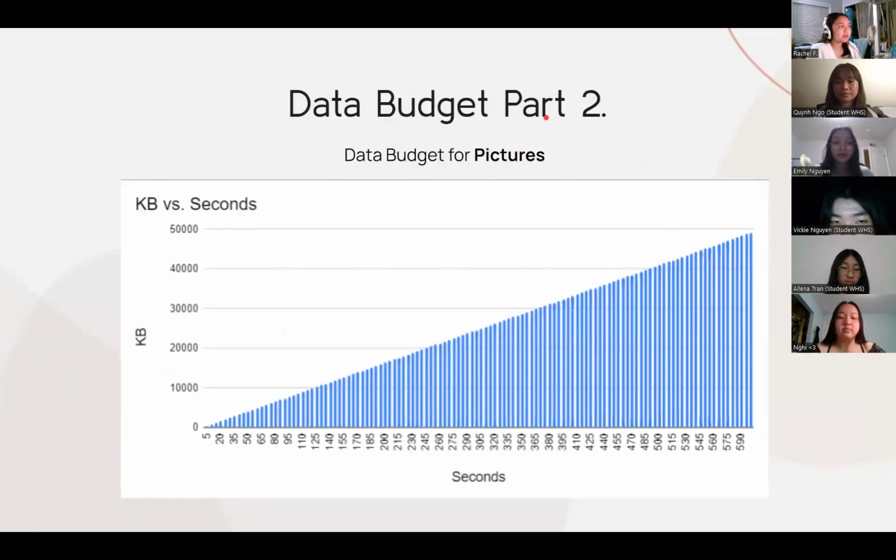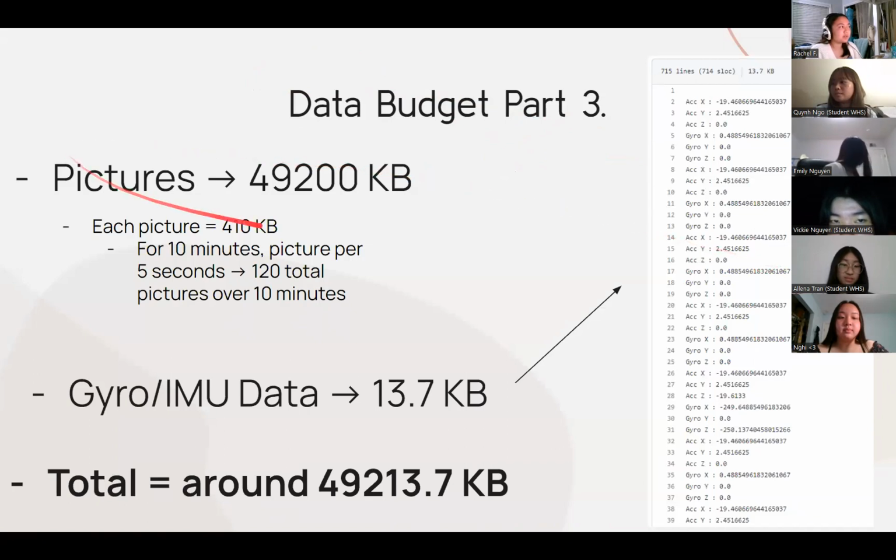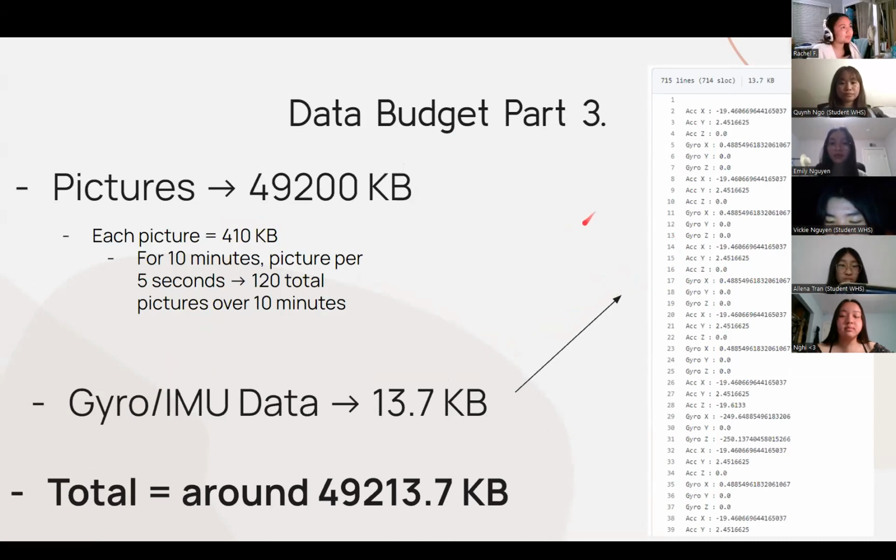Let's move into the second part of the data budget. This is going to be for the pictures. Obviously the pictures are going to take up a lot more data than the IMU or gyroscope data. Over 600 seconds, at the end, it totals almost close to 50,000 kilobytes. This is just a total of both of them. Again, the pictures specifically were 49,200 kilobytes. The gyroscope or IMU data took 13.7 kilobytes. And for the total, it was around 49,300 kilobytes.